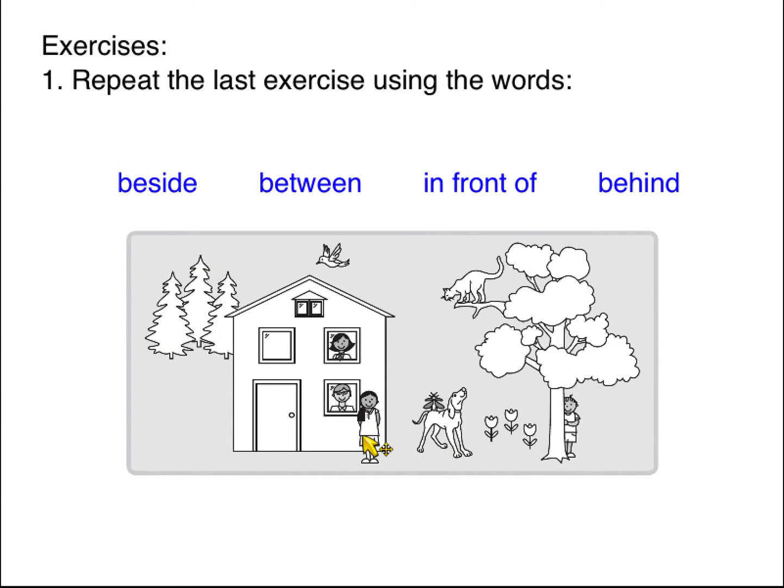Beside, in front of, behind. So the girl is in front of the house. The house is behind the girl. The person is behind the tree. The tree is in front of, etc., etc.